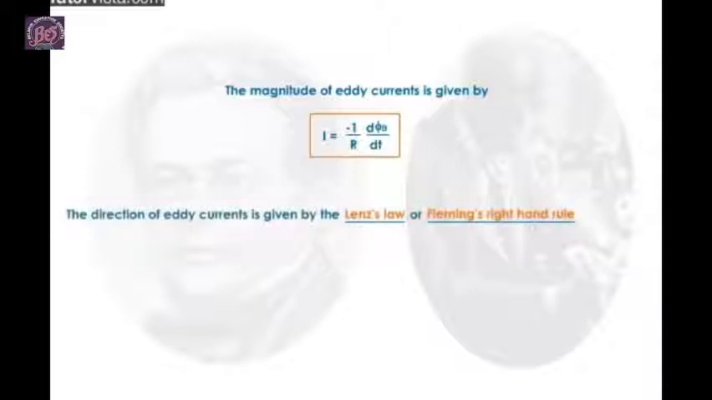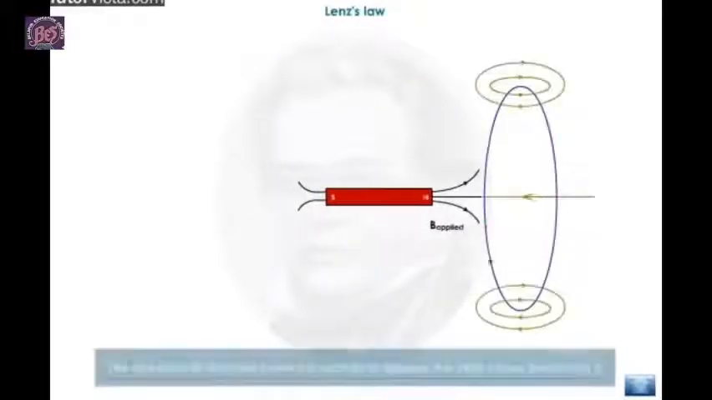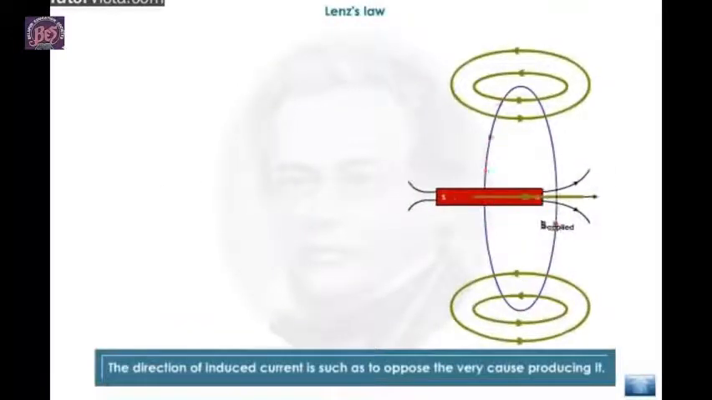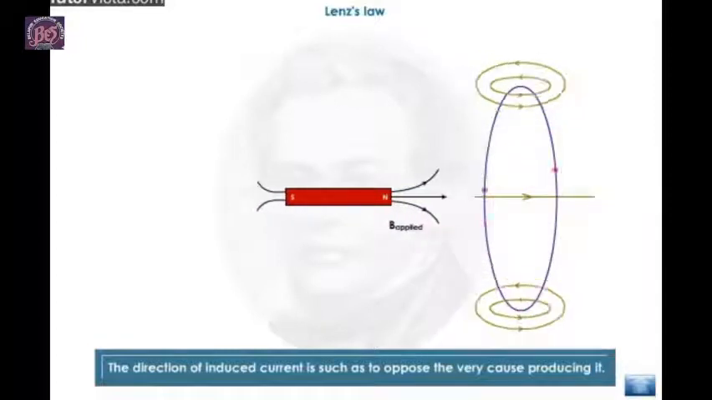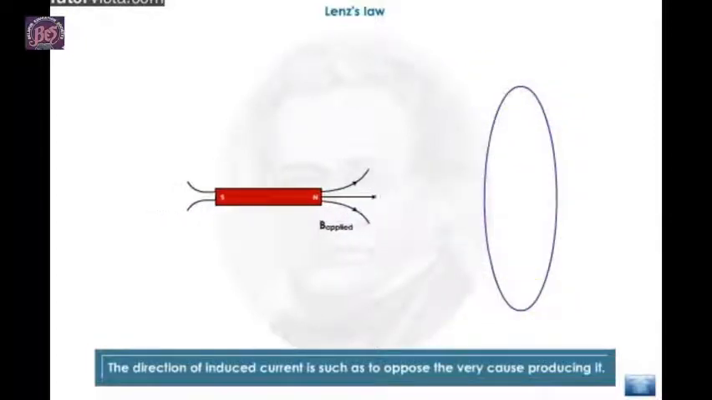The magnitude of eddy currents is given by I = -(1/R) dΦ_B/dt. The direction of eddy currents is given by Lenz's law or Fleming's right-hand rule. Lenz's law states that the direction of induced current is such as to oppose the very cause producing it.